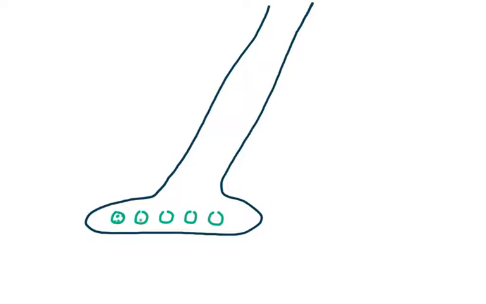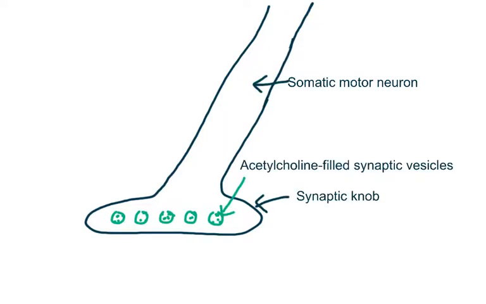Okay, so what I've drawn here is a somatic motor neuron with acetylcholine containing synaptic vesicles in the synaptic knob. All right, so we have the somatic motor neuron. Okay, so now I've labeled the synaptic knob and the acetylcholine containing synaptic vesicles indicated in green there.